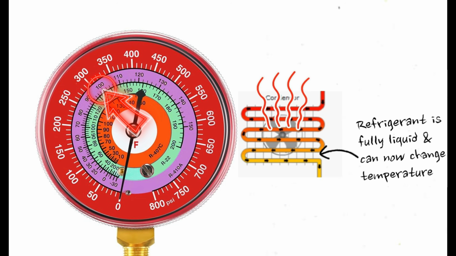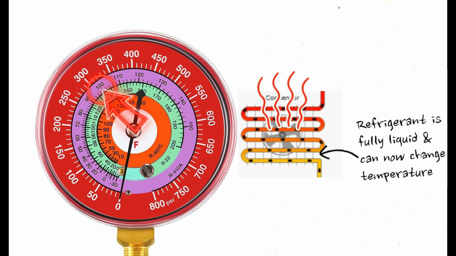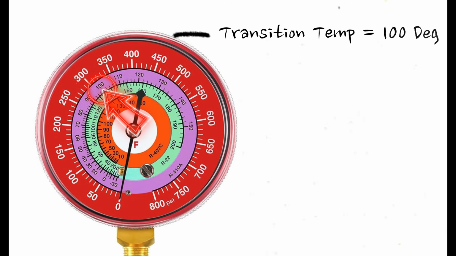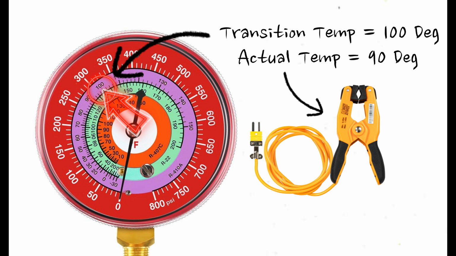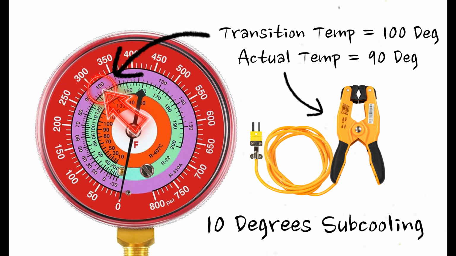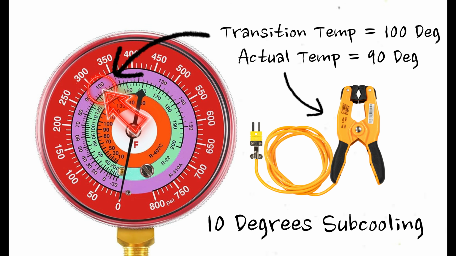Now, because we know it's not possible to lower the temperature of the refrigerant until it's completed this transformation from a vapor to a liquid, if we're reading below that 100 degrees with our temperature probe, then we can know for certainty that the only way that's possible is the refrigerant has completed its transformation. So if our refrigerant is going through that transition process at 100 degrees Fahrenheit and we measure 90 degrees Fahrenheit on our copper line, we know we've cooled the refrigerant down by 10 degrees, which only happens during the liquid phase. And that's our subcooling temperature, the difference between that transition temperature and the actual temperature on the line.